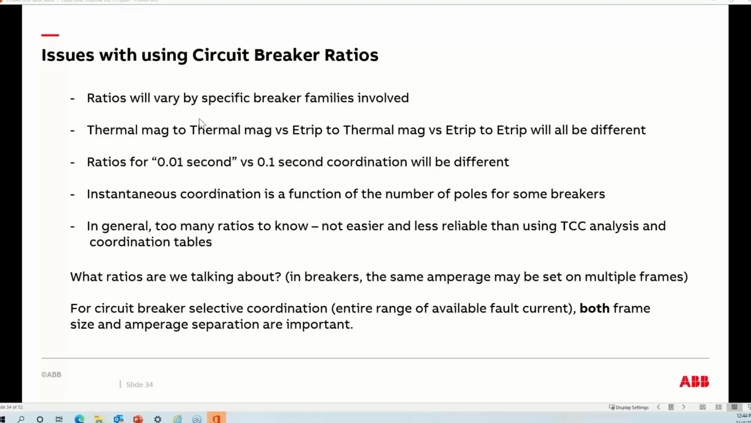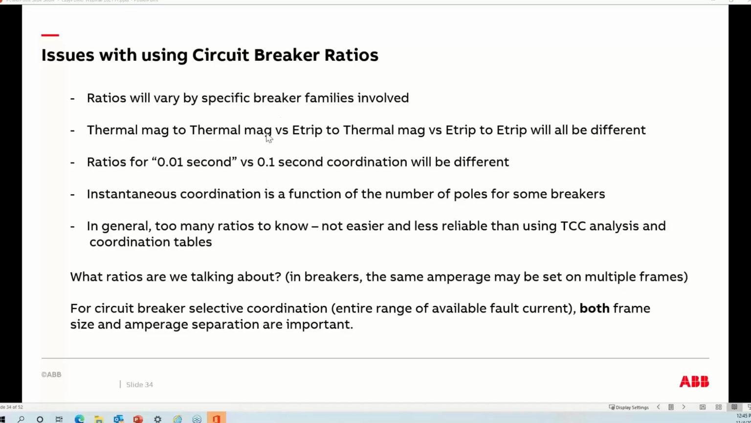So ratios are going to vary by specific breaker families that are involved. Thermal mag to thermal mag cases are going to have a much higher ratio because of the wider tolerances in those type of breakers. E-trip to thermal mag will get a little better, and then E-trip to E-trip may be your lowest ratios because of the tighter tolerances. Ratios for 0.1 second coordination are going to be different than what is needed to get instantaneous coordination. Instantaneous coordination in particular, for some breakers, especially the smaller branch-like breakers, is going to be a function of the number of poles.